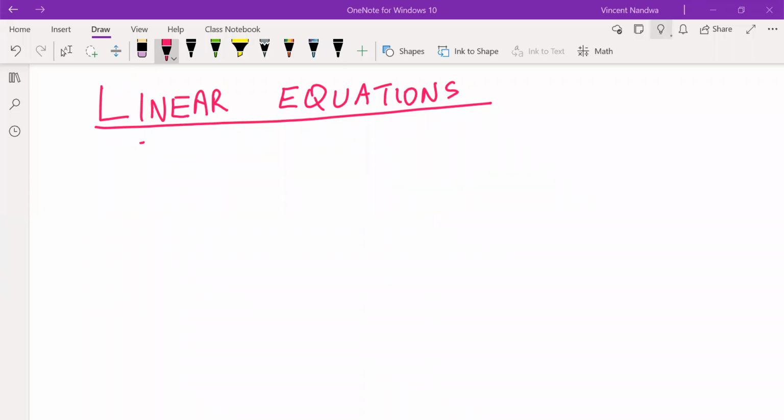Welcome to this session. In this session, I introduce the concept of linear equations. We'll start by defining what we mean by a linear equation, give examples of linear equations, and then do a few examples involving determination of solutions of linear equations.